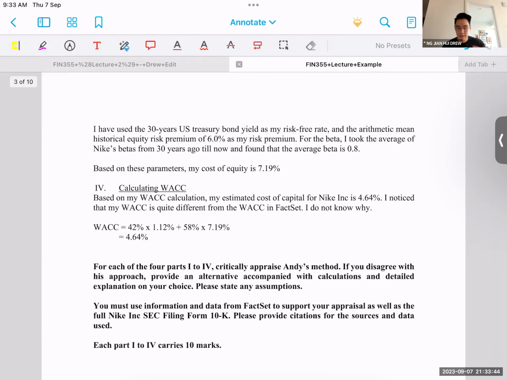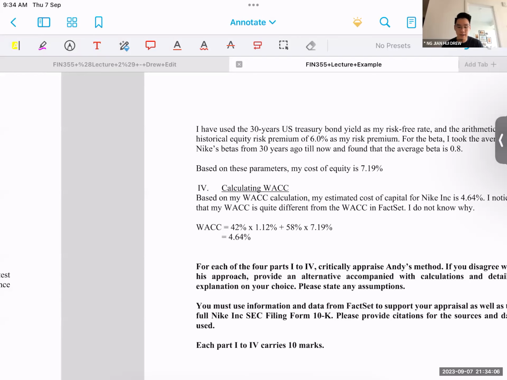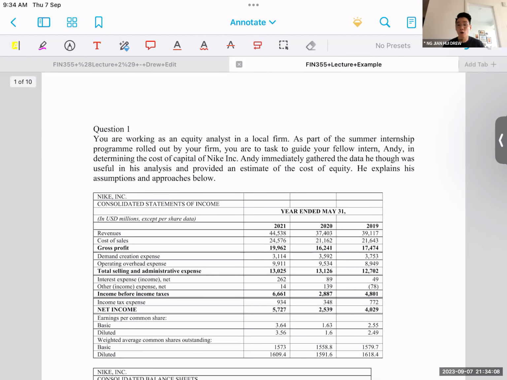Before we discuss the question, for each of parts 1 to 4, critically appraise Andy's method. Do you agree with this approach? Are there alternatives? Provide any accompanying assumptions and details. So they want you to provide a lot of information outside of the question, which is very typical for our course. We are no longer looking at information purely from the question. We need to bring in information from Bloomberg and so on.